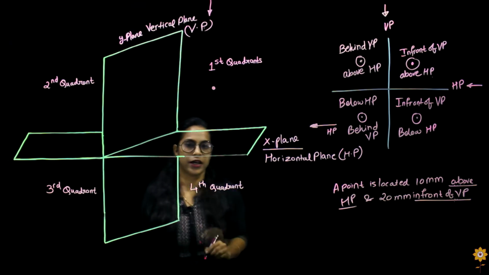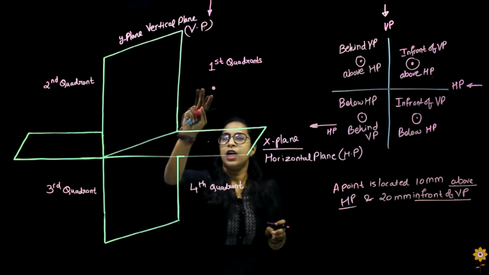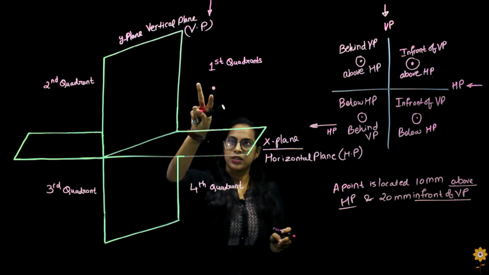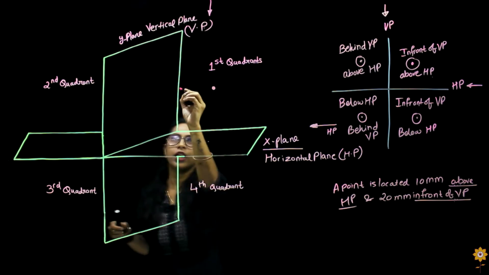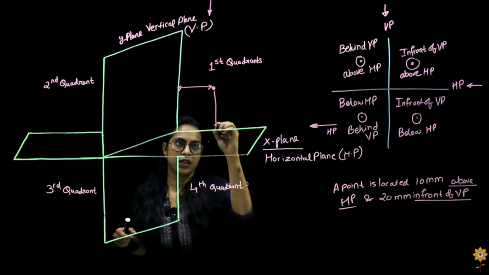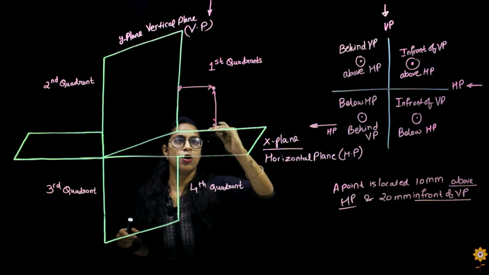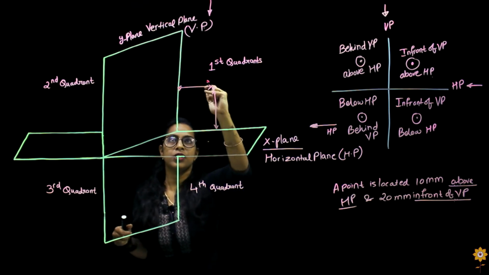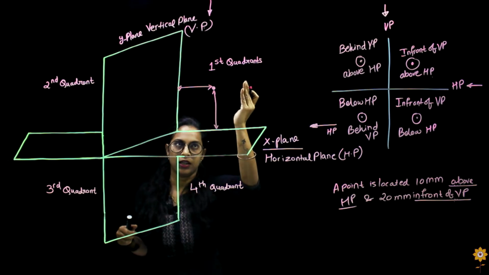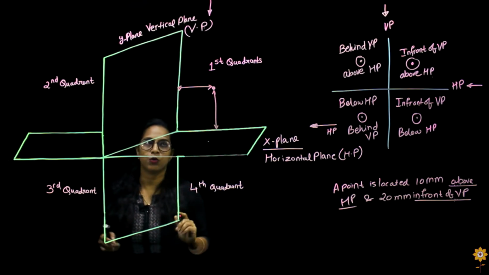Here there is a point now. So this is first quadrant, and if I have to mention that this point is in first quadrant, I would give the location this and this. This would be a distance from the horizontal plane and this would be distance from the vertical plane. Similarly for second quadrant, third quadrant and fourth quadrant.